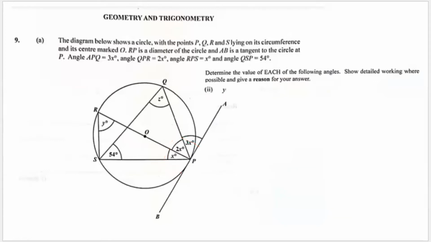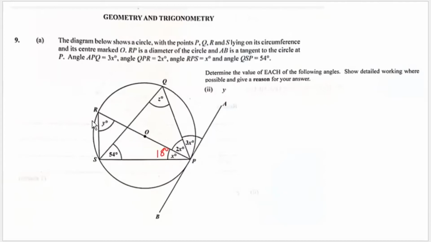In part 2, now they want us to find y degrees. So we know that x is equal to 18 degrees, which we just found. So therefore, this right here is 18 degrees. If we wanted to know 2x, we'd multiply 18 by 2. If you wanted to find out what the 3x is right here, you'd multiply 18 by 3. But now they want us to find y degrees.